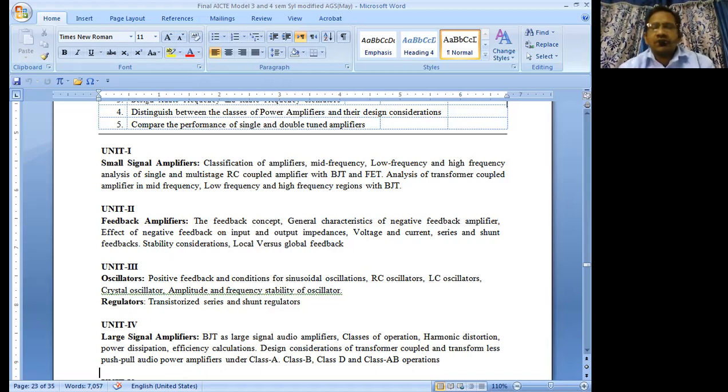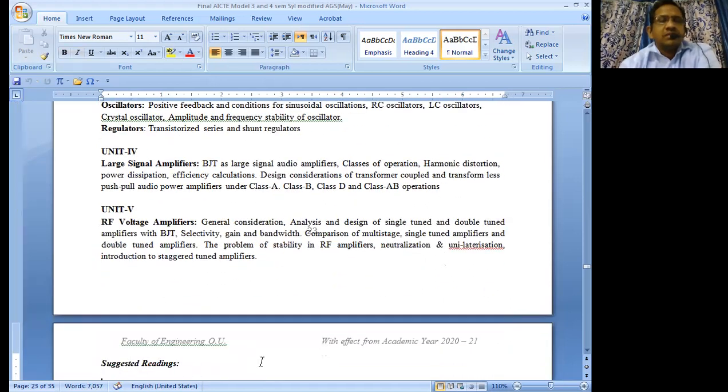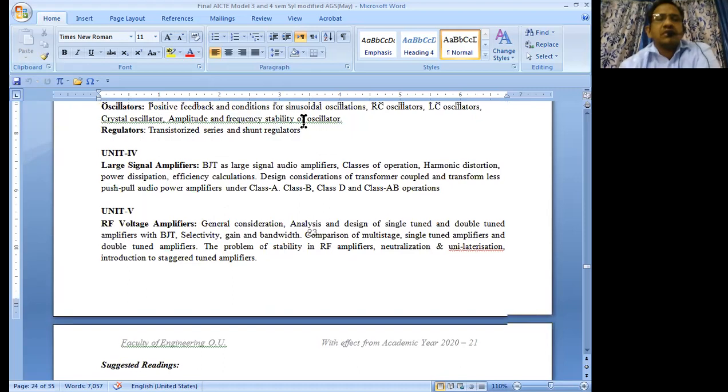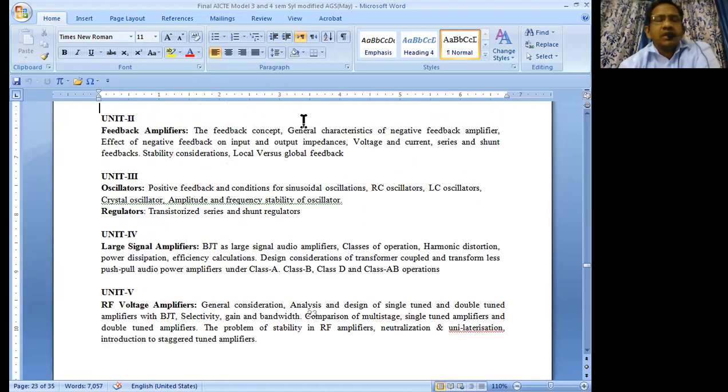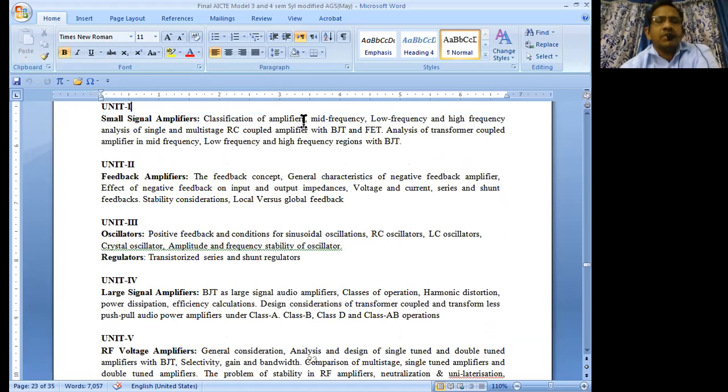And lastly we are going to have the radio frequency amplifiers, which we normally prefer in the receiver circuits or transmitter circuits of radio communications. That is what is called simply radio frequency voltage amplifiers. So basically we use these RF amplifiers in radio transmitters and radio receivers. Large signal amplifiers we normally use in speaker circuits. Oscillators are normally used to generate oscillations without any external input signal. Feedback amplifiers are normally used to change the characteristics of the amplifiers.